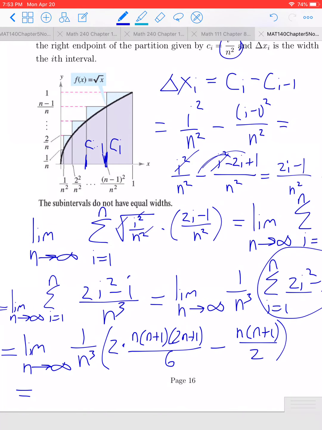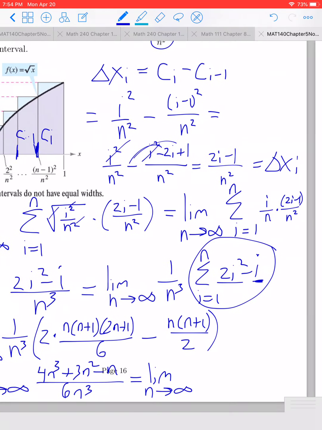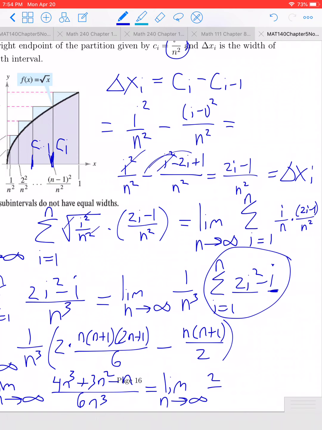I'm going to skip a little bit of algebra, but if you expand and distribute everything through, and then break apart the fractions, we're ultimately going to get 3 terms. This will be the limit of 4n cubed plus 3n squared minus n all divided by 6n cubed, which is the limit as n approaches infinity of 2/3 plus 1 over 2n minus 1 over 6n squared.